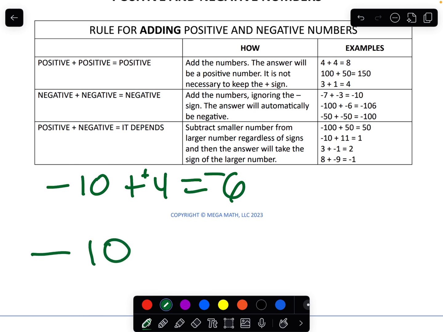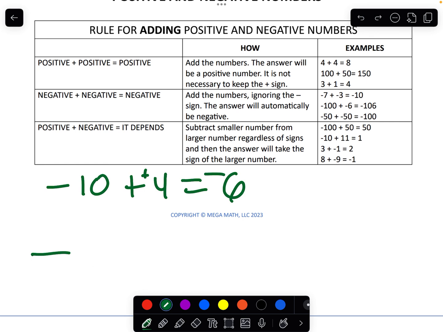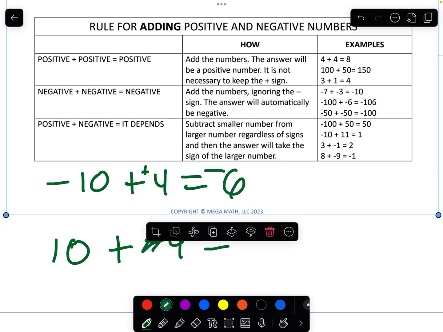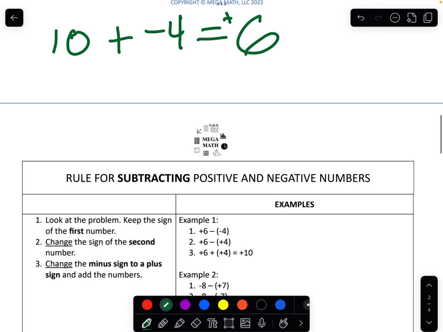Similarly, if I had 10 plus negative 4, I do the same thing. I ignore the sign for now, and I say 10 minus 4 is 6. Which one is the larger number irrespective of signs? It is actually 10. And so now my answer is positive 6. We could throw that positive sign in there if we want.